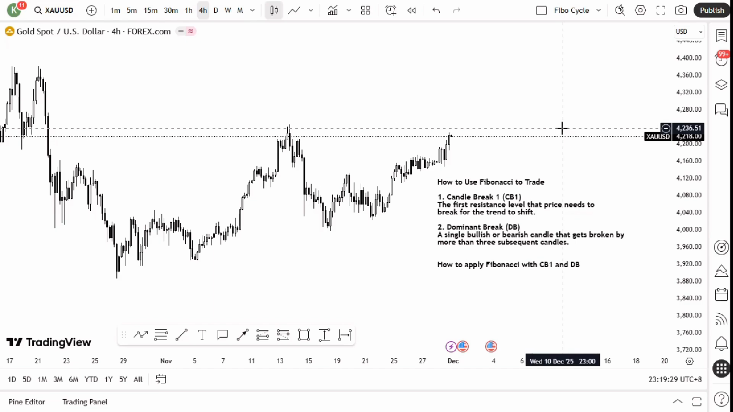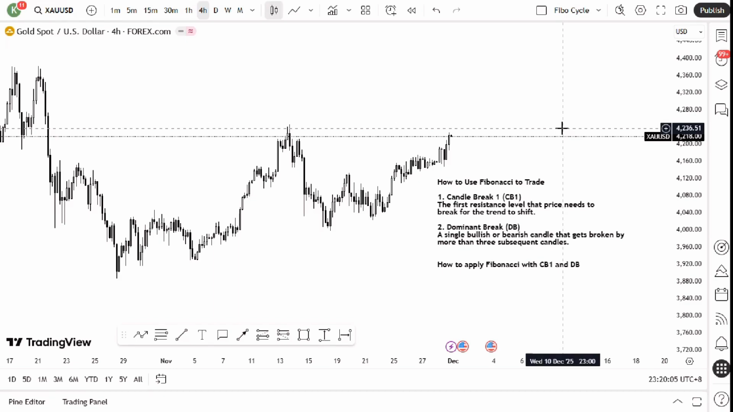In today's video, I'm going to be showing you how to use Fibonacci to trade. These are the concepts which I use to apply the Fibonacci. First is the candle break one, also known as CB1, and then it is the dominant break, also known as DB. These concepts were taught to me by my dad. My credit and thanks to my dad. So now let's get into the charts.